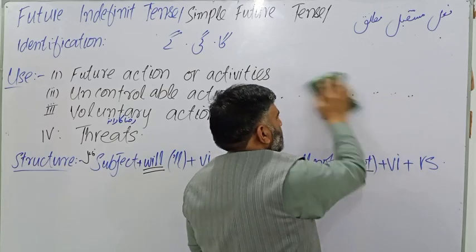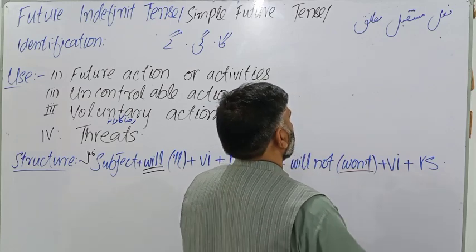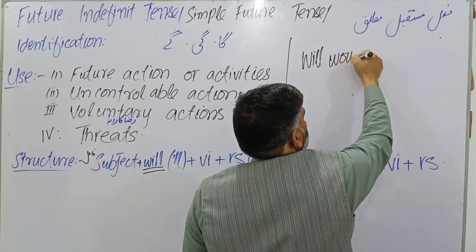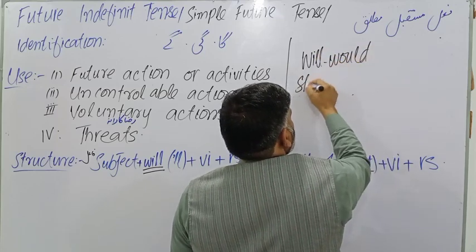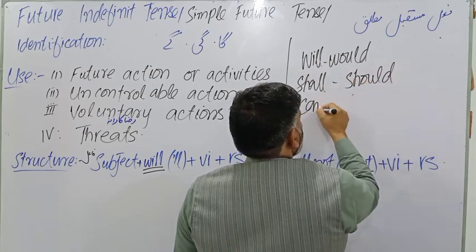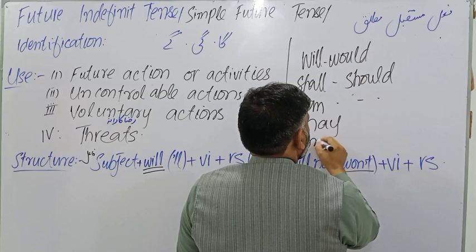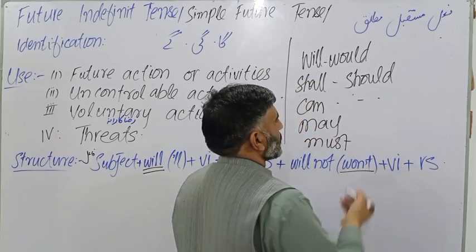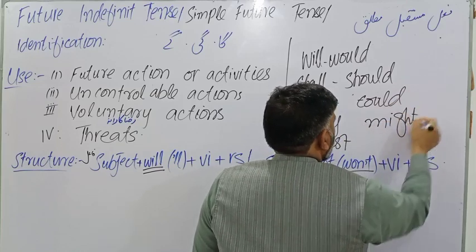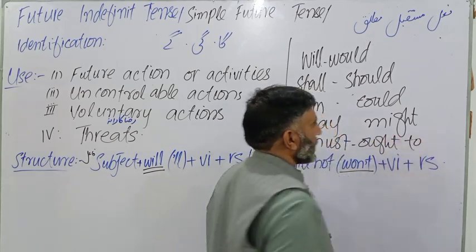You should keep it in mind, dear viewers and listeners, that there are basically 8 modal auxiliaries. How many modal auxiliaries are there? 8. They are will, would, shall, should, can, could, may, might, and must as well. Ought to also comes in the category of modal auxiliary.